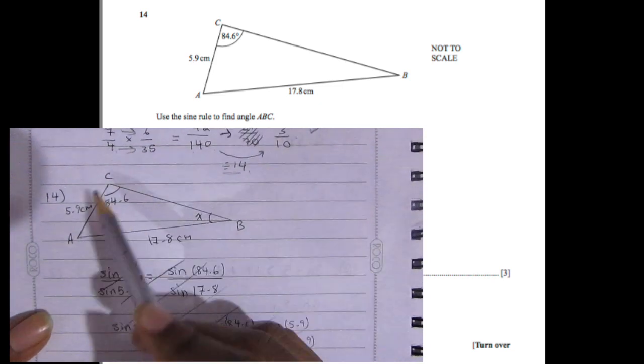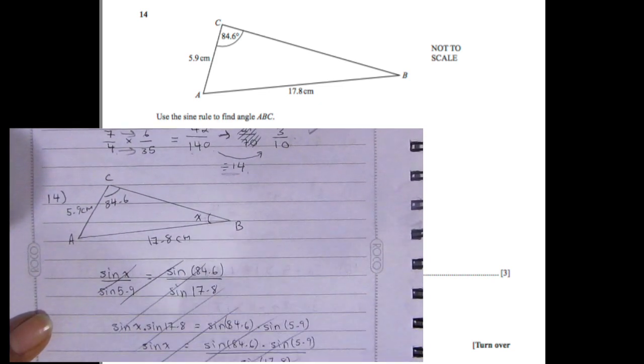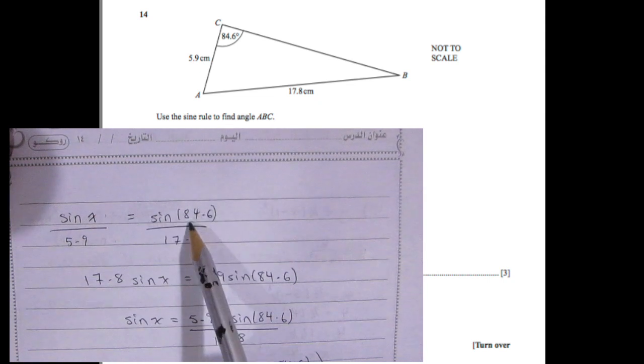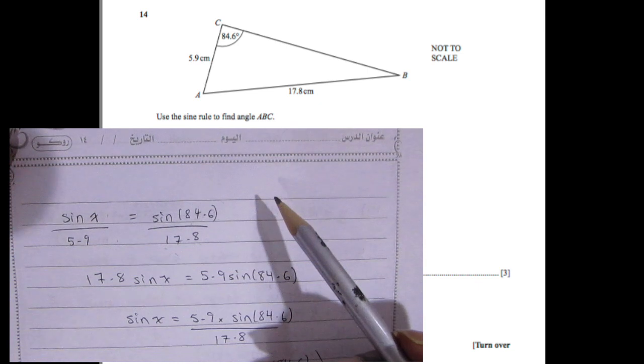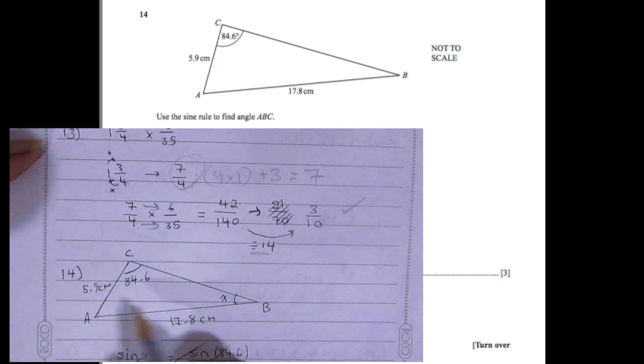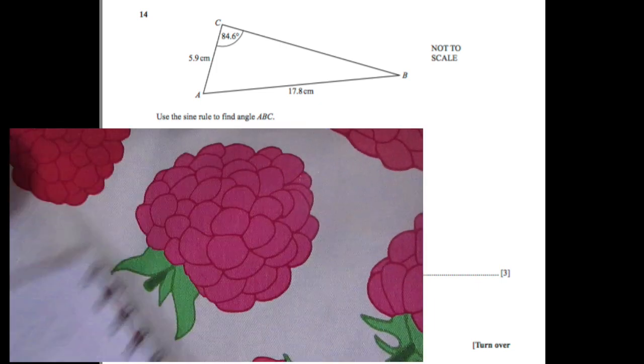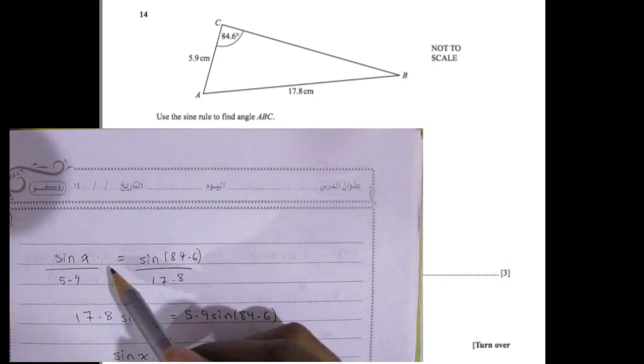Alright, so question 14. Use the sine rule to find the angle ABC. So basically, with the sine rule, you have 2 angles and 2 lengths. So sine x over 5.9, which is the length in front of it, then sine 84.6 over 17.8, which is the length right in front of it, right? So x with 5.9 and c with 17.8. Now what we're going to do is cross multiply. So 5.9 times sine 84.6 and sine x times 17.8.